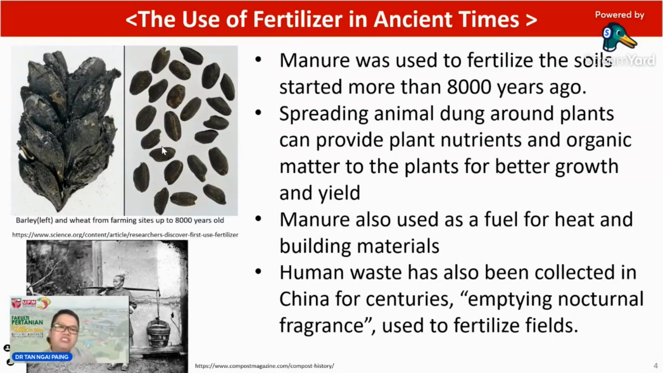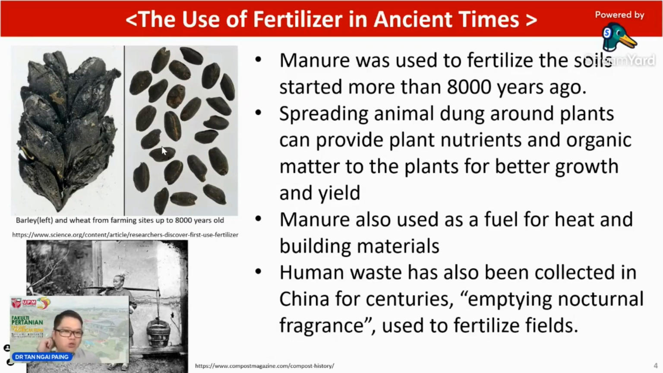So what is 8,000 years ago? It would be almost the beginning of civilization as we know it. The Chinese civilization started more than 5,000 years ago, if I remember correctly. So even before that, people knew that using manure, meaning any excretion from any animal, including humans, can ultimately improve plant growth rather than just putting seeds in the soil and letting them grow.